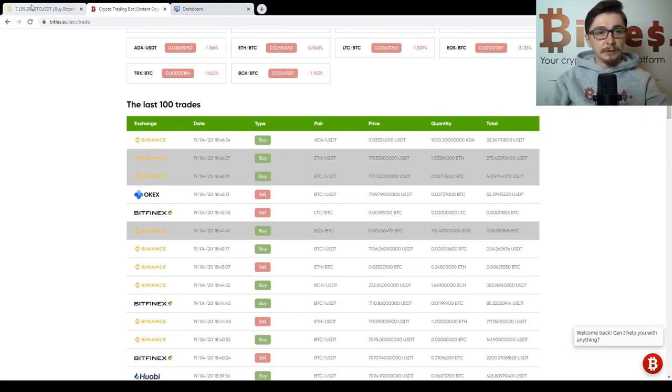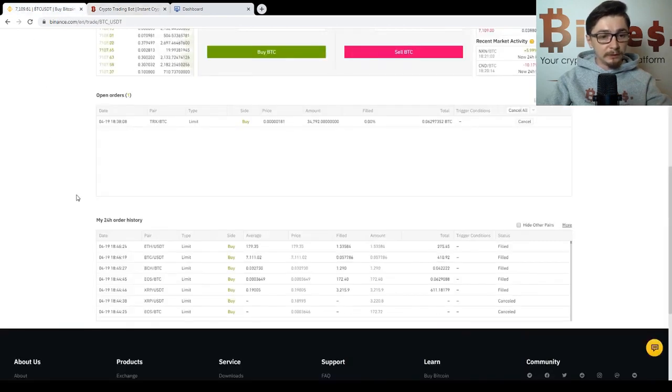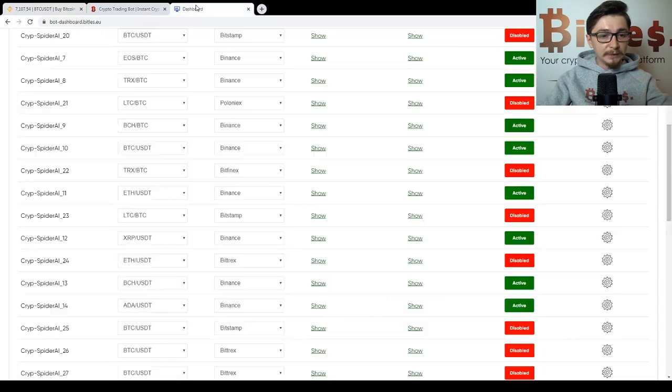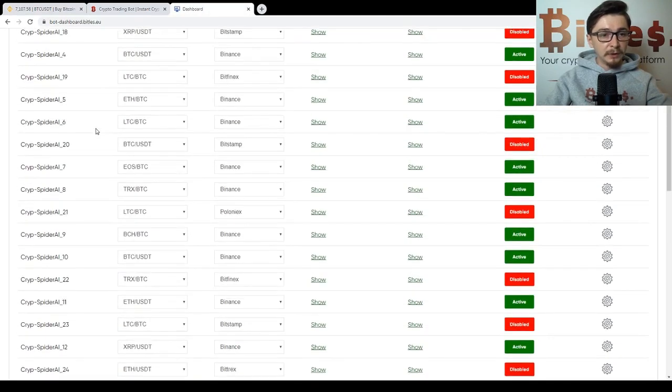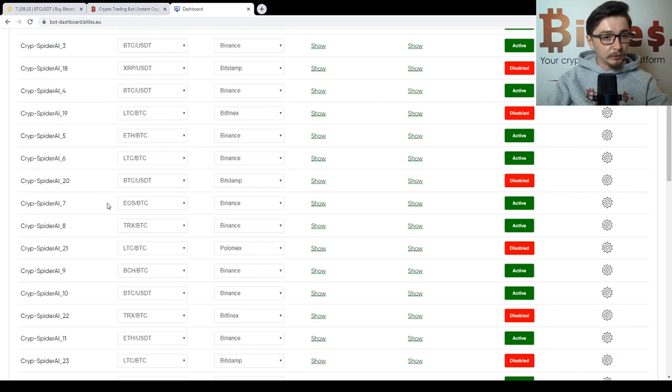So, let's go back to make sure of this, that this is exactly the trade and all the details of this trade are congruent. So, pay maximum attention to this, so make sure that this is what we are talking about. Okay, and now let's go to the control panel of our bots and find the bot that operates with EOS to BTC pair at Binance Exchange. So I have already found it, it's the 7th bot. And let's open its history of orders to find this trade there as well.